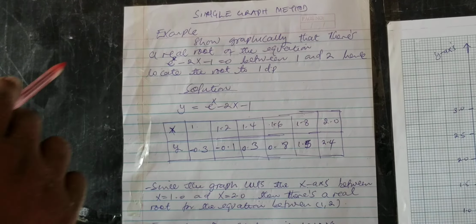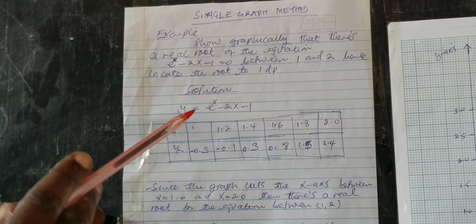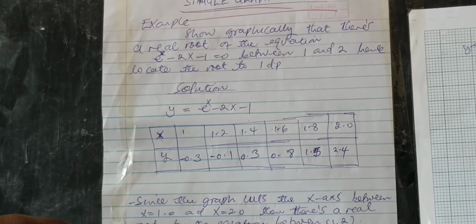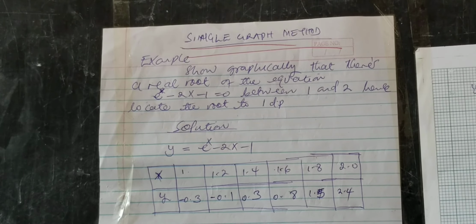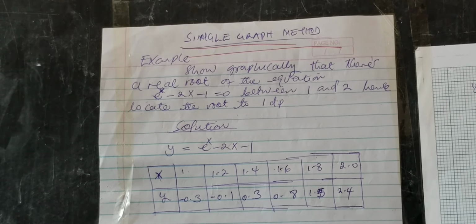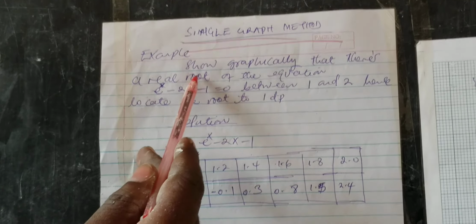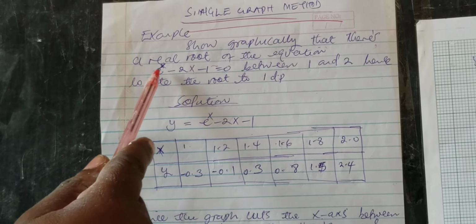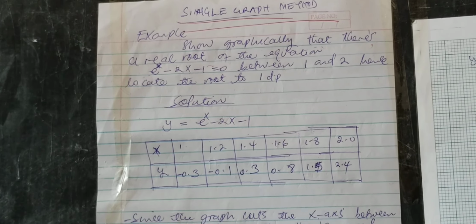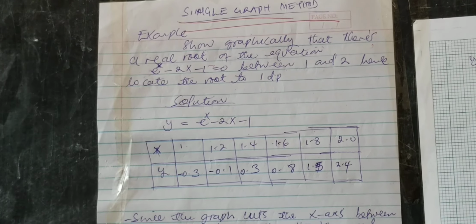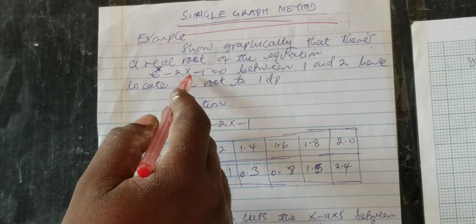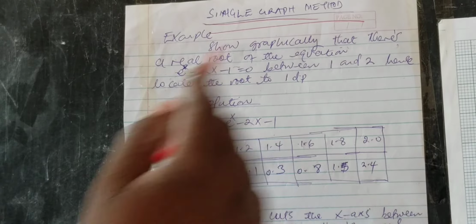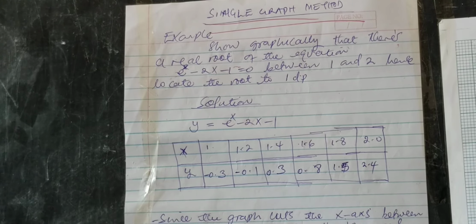Look at this other example. Still we are using a single graph method to locate the root of the equation. Show graphically that there is a real root of the equation e^x minus 2x minus 1 is equal to 0 between 1 and 2. Hence locate the root to one decimal place.